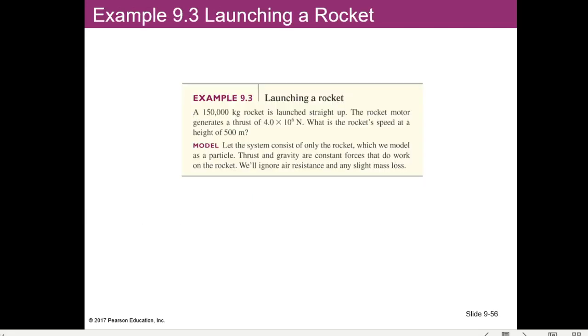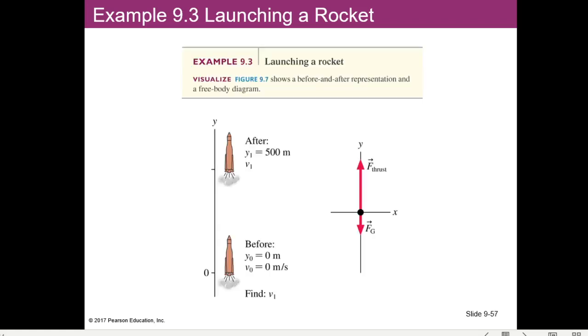Okay, here's another physical example. We've got a rocket being launched straight up. The rocket motor generates a thrust, and we want the rocket speed at a given height. So here's the rocket. Here's the before picture, the after picture, and here's the free body diagram. There are only two forces on the rocket. We're ignoring air resistance. So there's the gravity force and there's the thrust force.